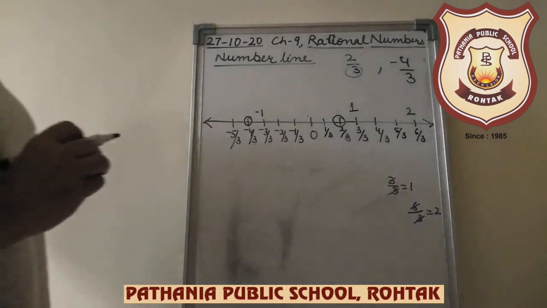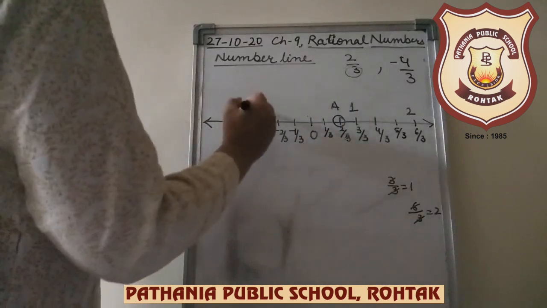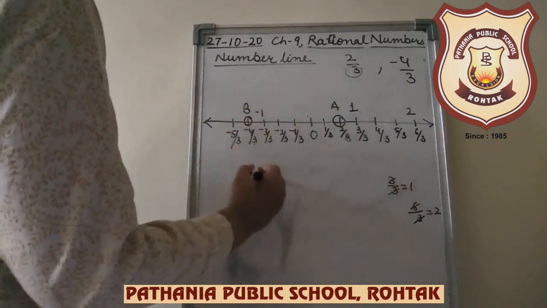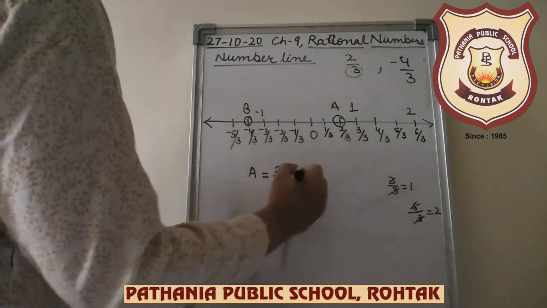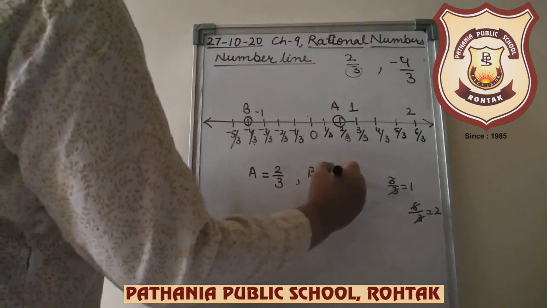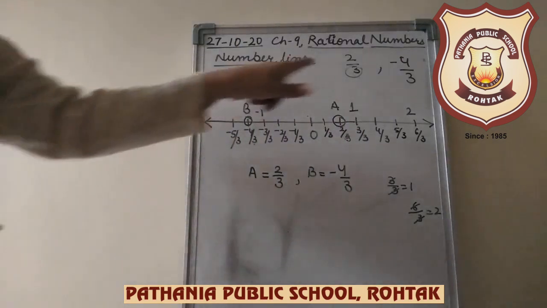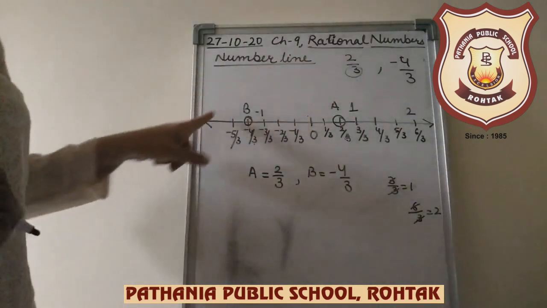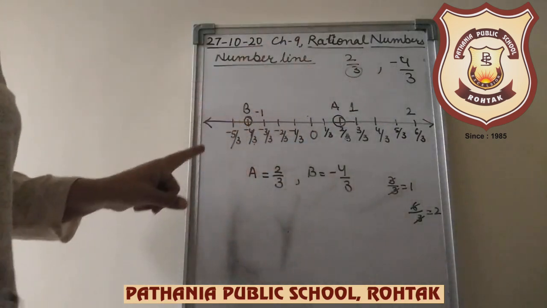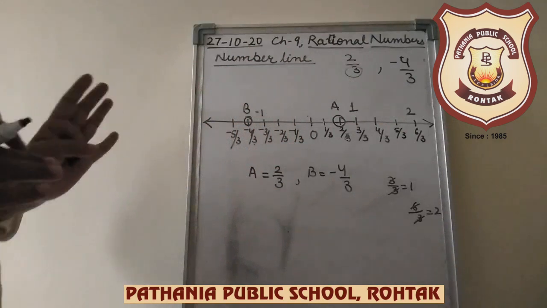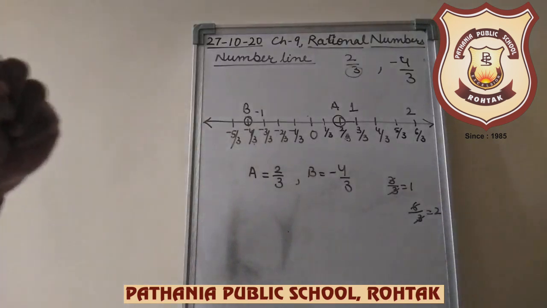Now if on the same number line you have to represent two numbers, so mark this as A and mark this as B, and then write A represents 2 upon 3 and B represents minus 4 upon 3. So if both the denominators are same, you can represent the rational numbers on same number line. But if the denominators are different, then you have to make separate number lines.